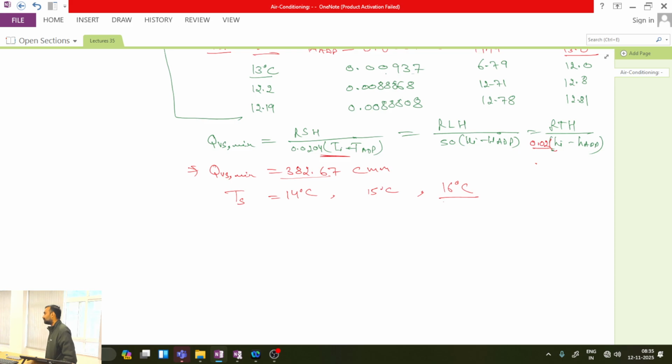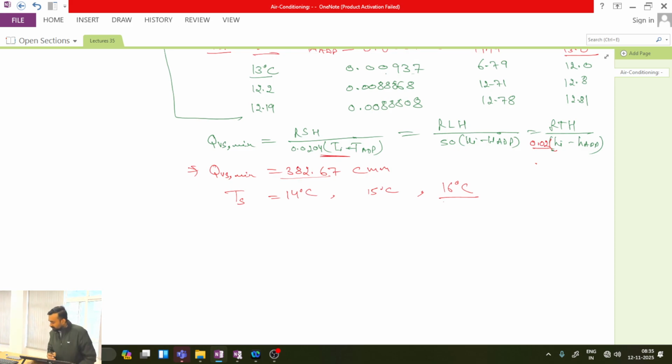Please tell me. This is possible when I have some amount of bypass. Okay, so the entire air is not coming in contact. So when the bypass factor comes in, of course the recirculated air flow rate should be greater in comparison to the minimum amount of flow rate, because when the quantity of air is increased, only then will the chances of bypass increase.